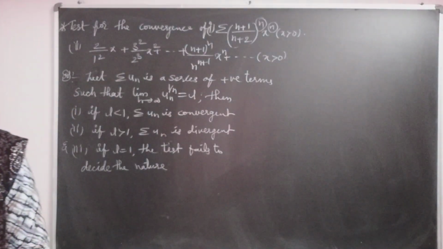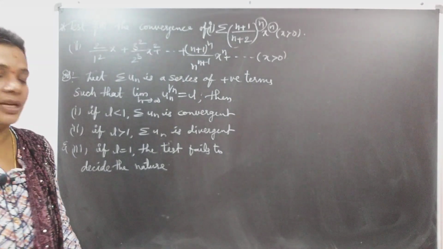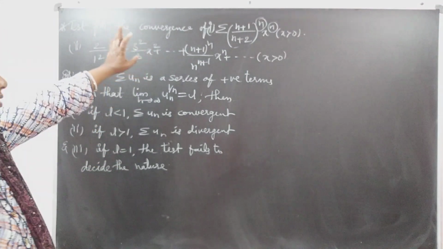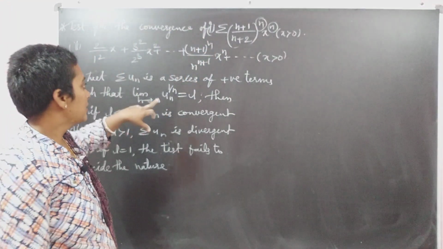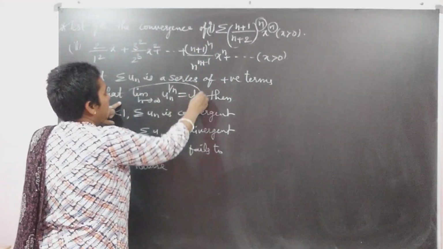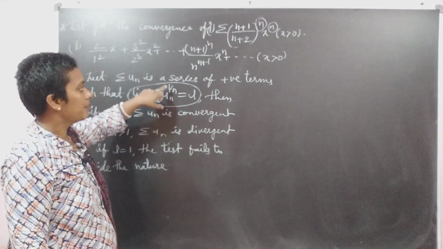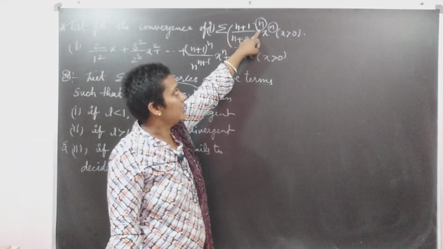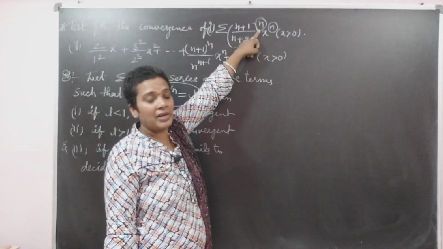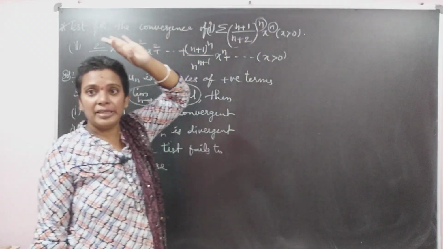This is the statement of the Cauchy's nth root test. If we have an idea about it, then it is easy to solve the given series by applying the test. Simply observe limit n tends to infinity un power 1 by n. If we take the nth root, then n into 1 by n is 1.